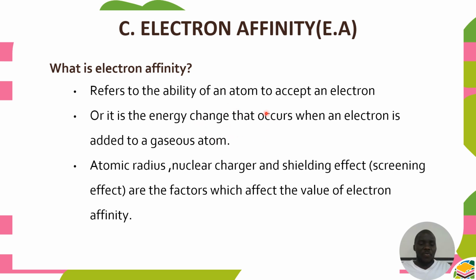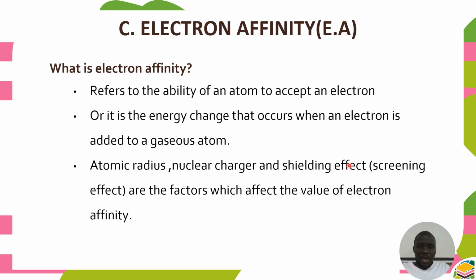Now we can differentiate electron affinity and ionization energy. In ionization energy, we said an electron is removed, while in electron affinity, an electron is added to an atom. So atomic radius, nuclear charge, and shielding effect or screening effect are the factors which affect the value of electron affinity of atoms in the periodic table.